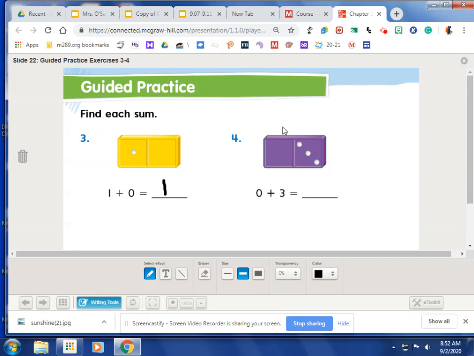Next, on number 4, everyone should be writing the number 1 on number 3, please. Next, on number 4, it is 0 plus 3 equals, write your answer in. Did you get 3? I hope so.